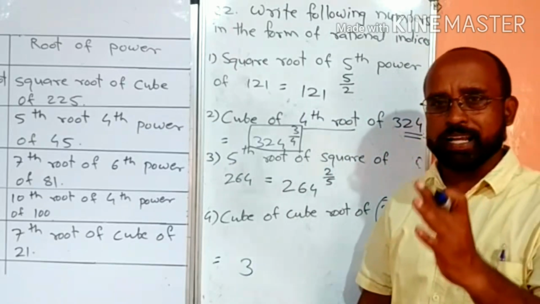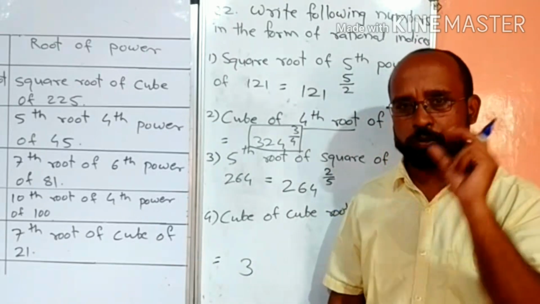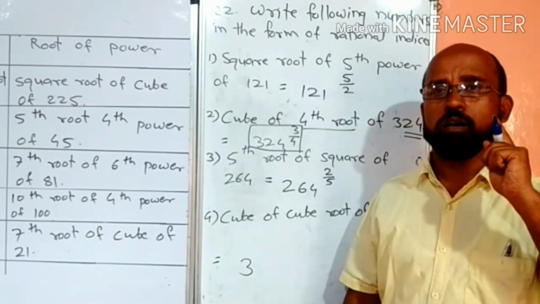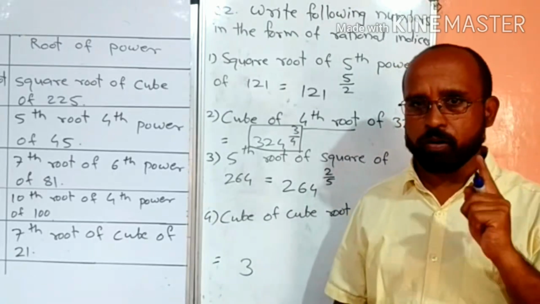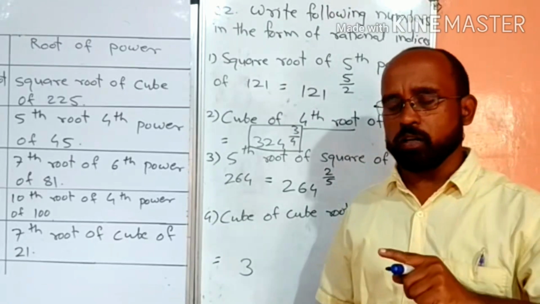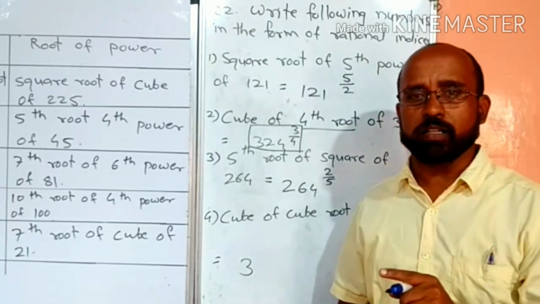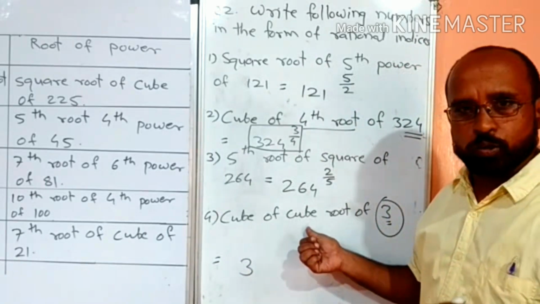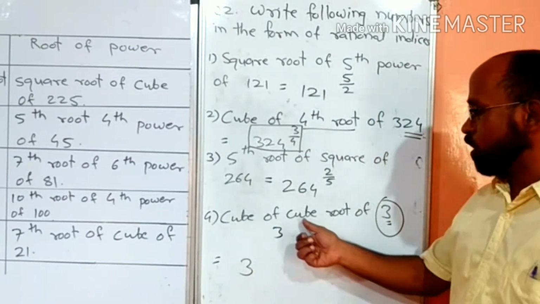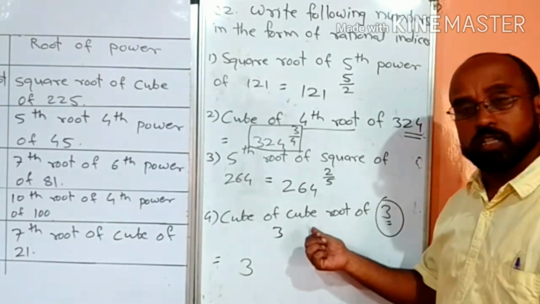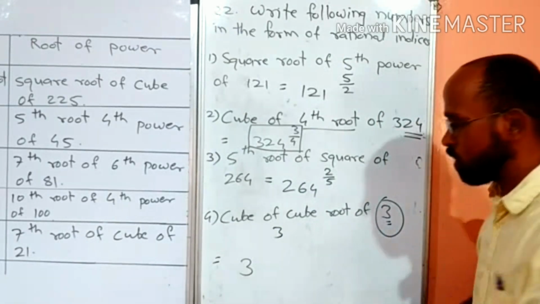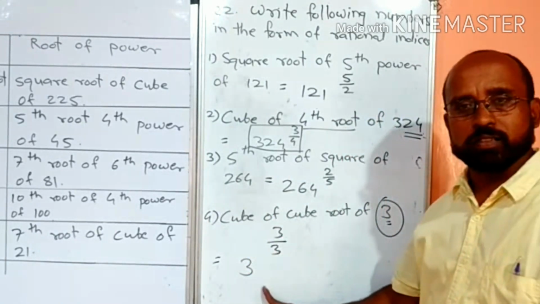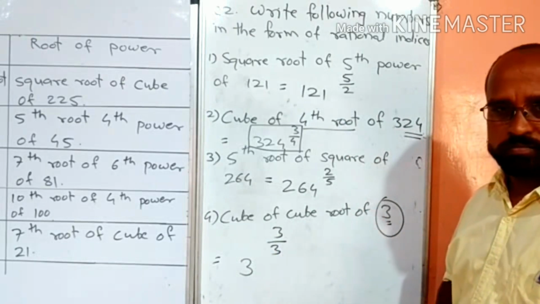Now we have to decide its index. So we have to decide its numerator and denominator. Whenever index is in the rational form, power comes in numerator. Numerator denotes power and denominator denotes root. So cube is the power. So numerator is 3. Cube root, which root is? Cube root means third root. So denominator also 3. Finish. Cube root of base 3 is 3 raised to 3 upon 3. Done.